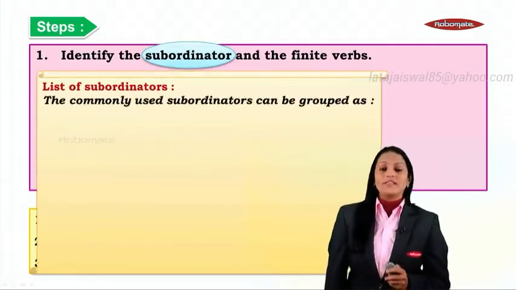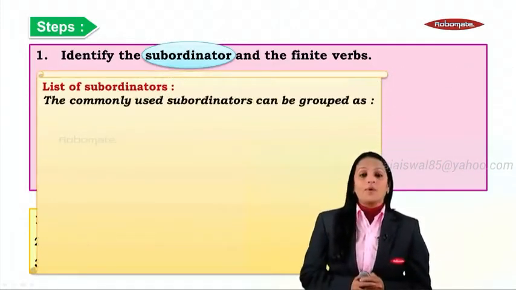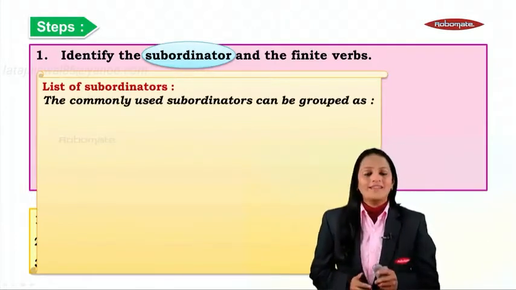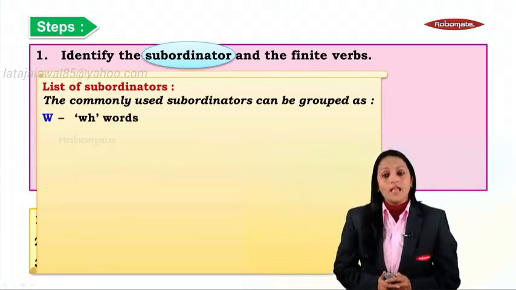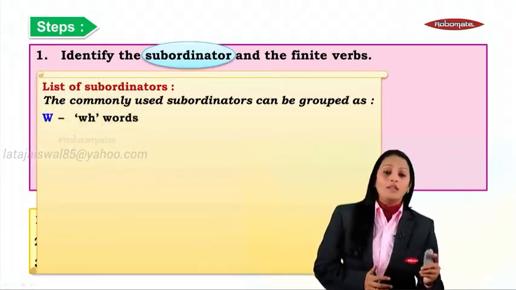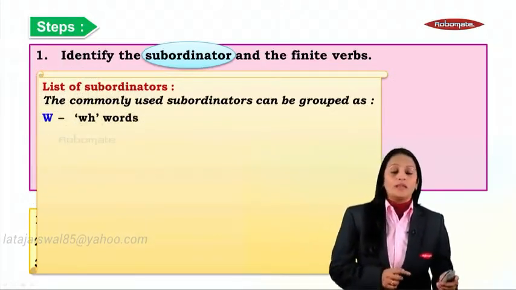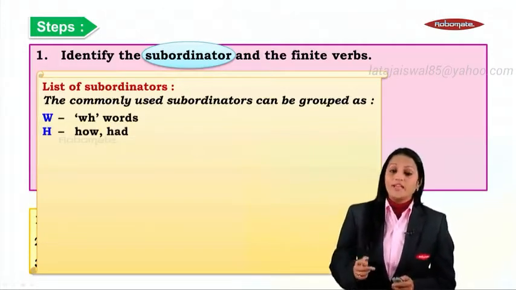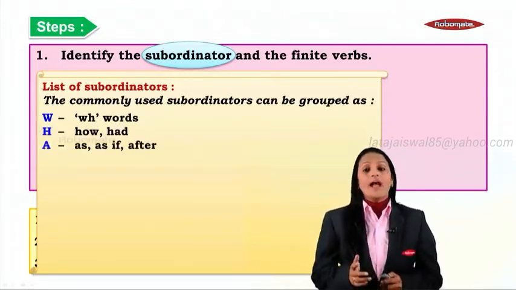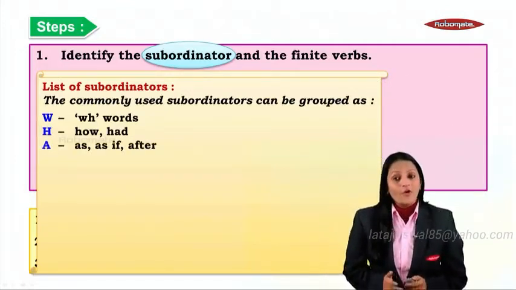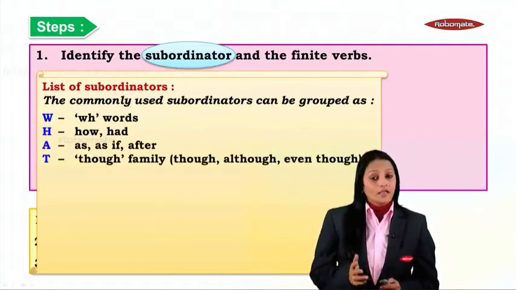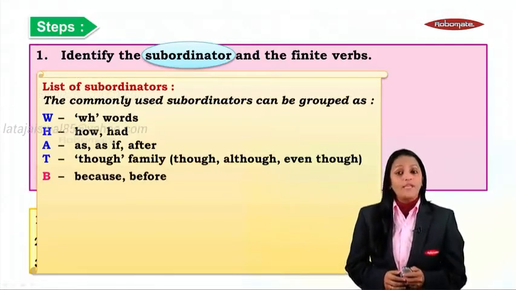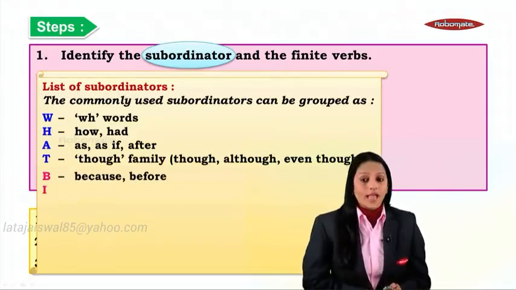Very simple, students. List of subordinators. The commonly used subordinators can be grouped as follows, and remember, here you only have to recognize the subordinator. W stands for all the WH words: what, which, when, wherever, whenever. So we have many WH words. Then H stands for how and had. A stands for as, if, after. T stands for the though family: though, although, even though. Then B is for because and before.